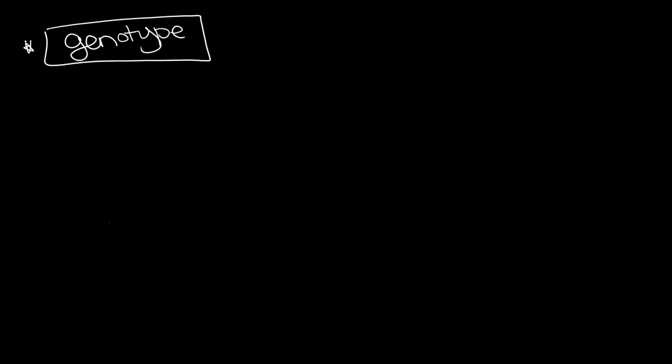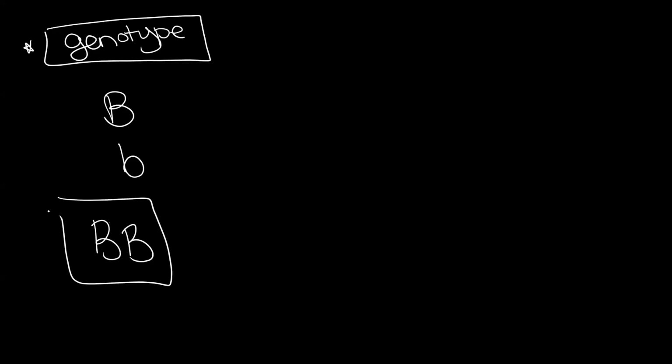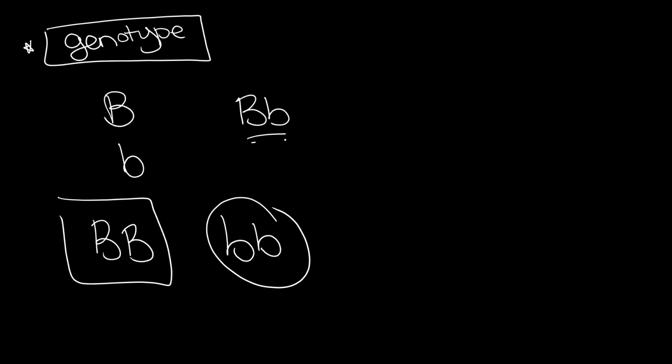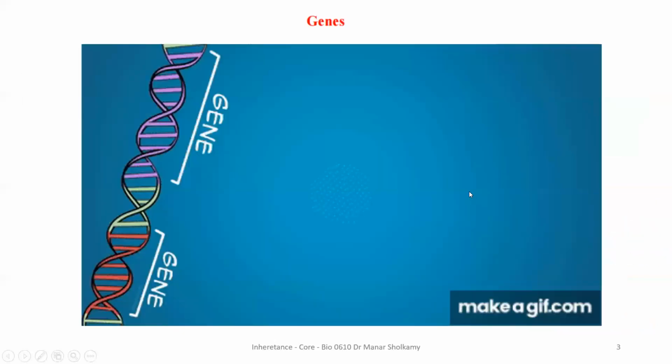A dominant allele is a capital letter or a small letter? Capital. And a recessive allele is capital or small? Small. If I have 2 capital letters, this genotype is described as what? Homozygous dominant. 2 recessive: homozygous recessive. And then 1 dominant and 1 recessive: heterozygous.